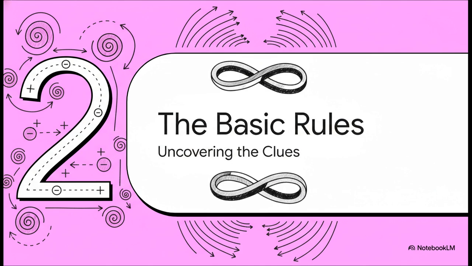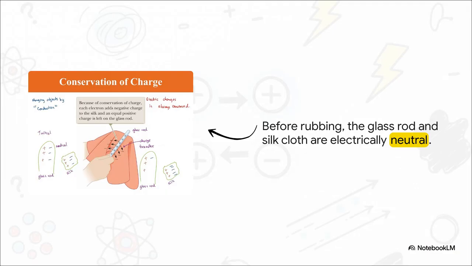Okay, so we've got the main rule down. Opposites attract, likes repel. Now, let's add two more crucial principles to our investigation. And these aren't just suggestions, okay? These are unbreakable laws of the universe. First up is the law of conservation of charge. Before you do anything, most objects are electrically neutral. They've got a perfect balance of positive and negative charges, just like this glass rod and silk cloth here.